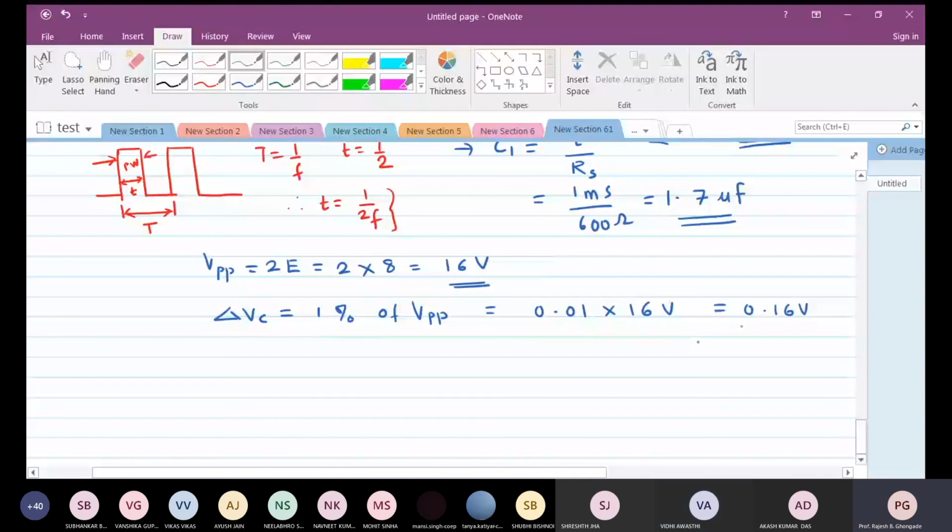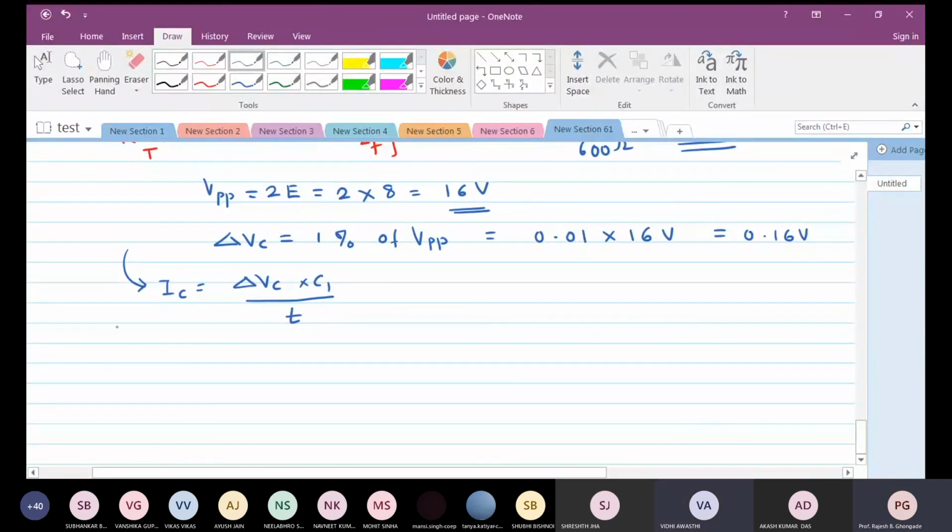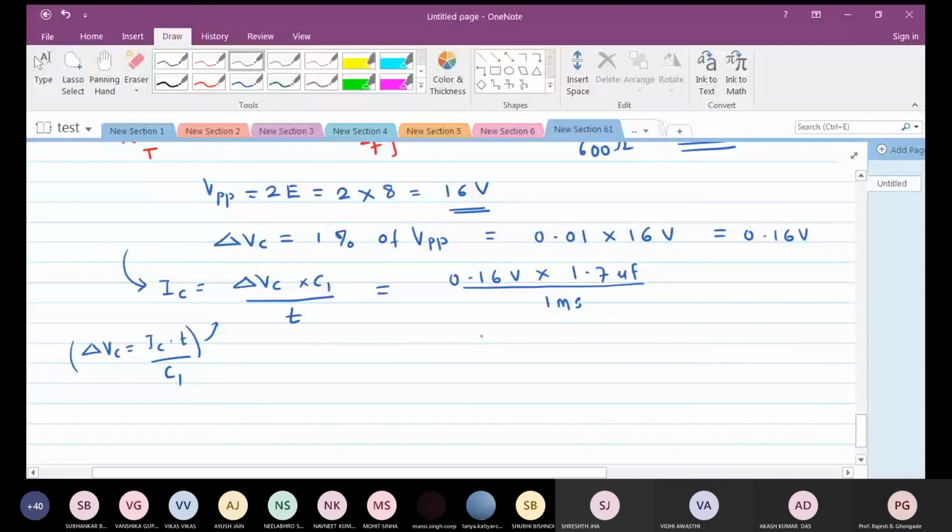Now we have the equation IC is equal to delta VC into C1 by T. Where do I get this equation from? We have written the relation VC is IC into T by C1. From that I get this equation. So this is 0.16 volts into what is C1 that we have calculated, 1.7 microfarad, divided by time, which was 1 millisecond pulse width. So how much is this?